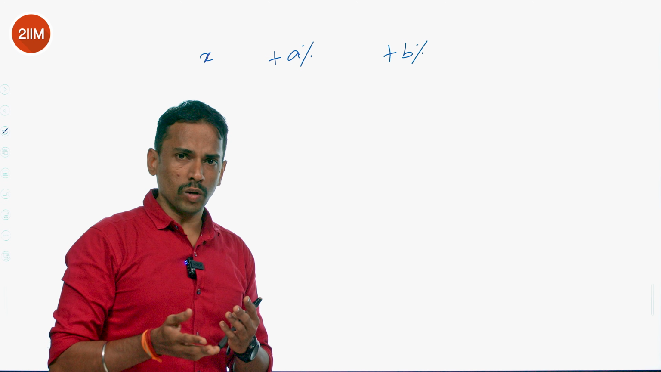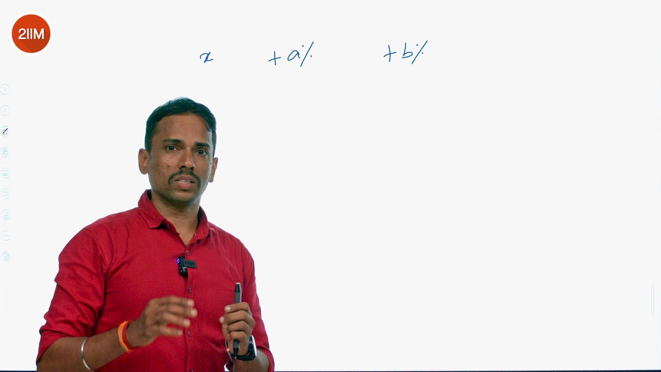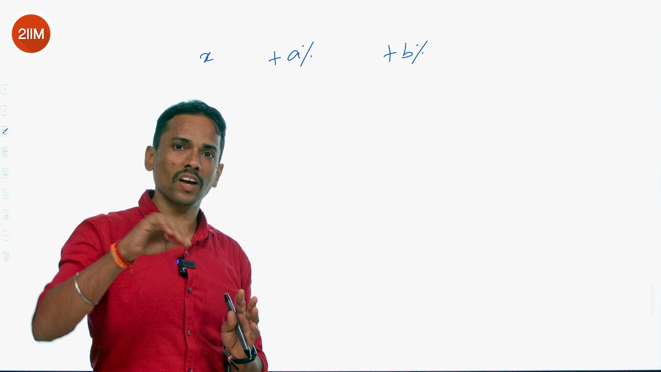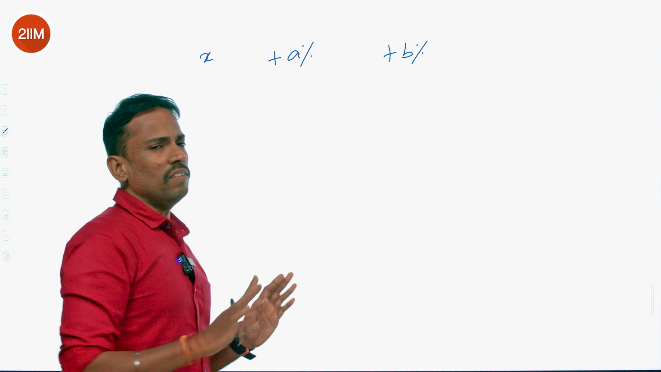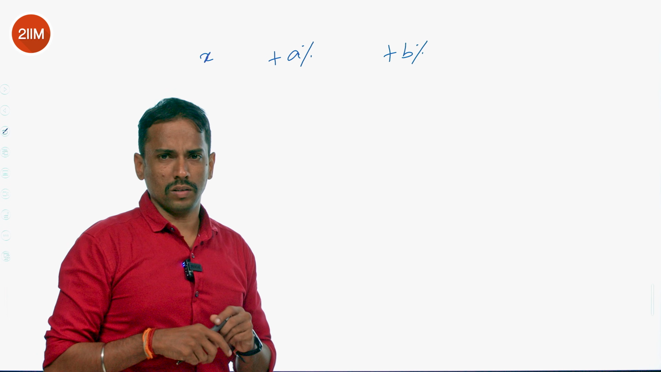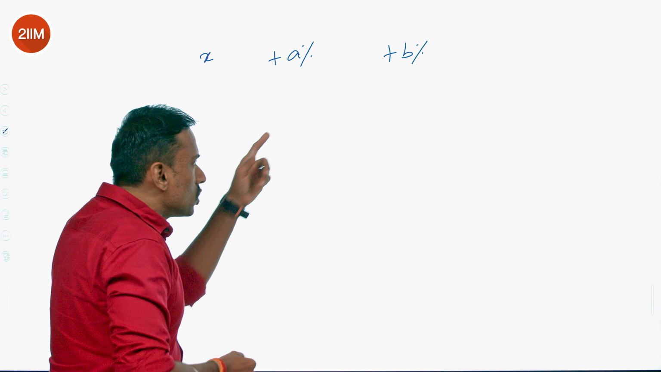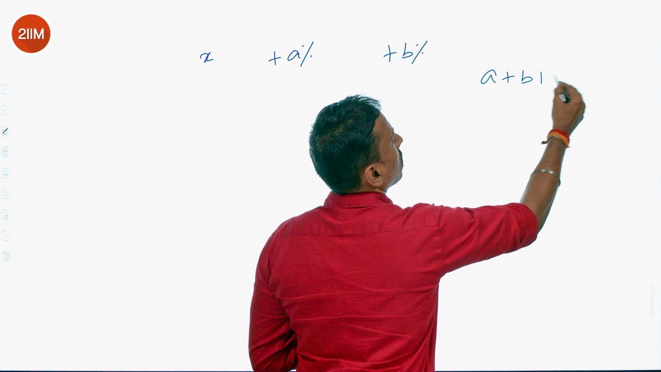If it is an increase, it is going to be plus. If it is going to be a decrease, it is going to be minus. So the sign of a and the sign of b will take care of whether it is increase or decrease. In a default way, we'll take it as plus a% plus b%. Then what should be the overall increase? That is what we see here as a formula: a plus b plus ab by 100.